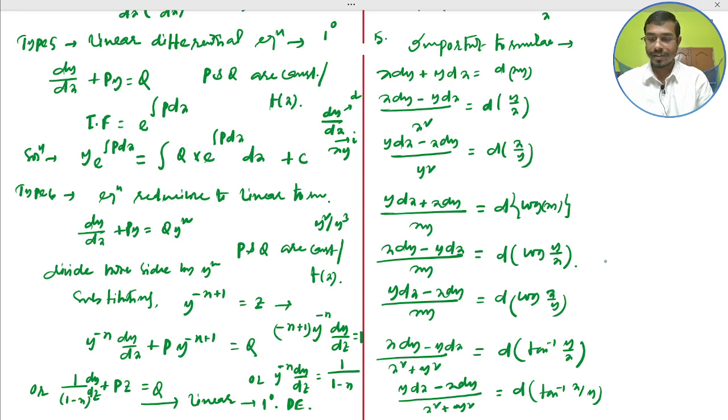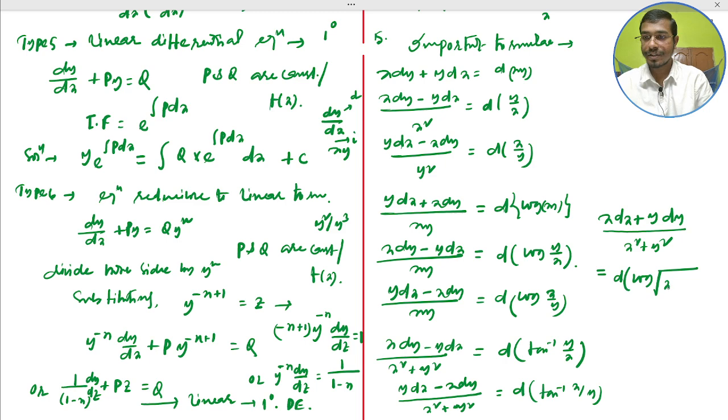And the last one, this is very important: x dx plus y dy divided by x square plus y square would become d of log root over x square plus y square.